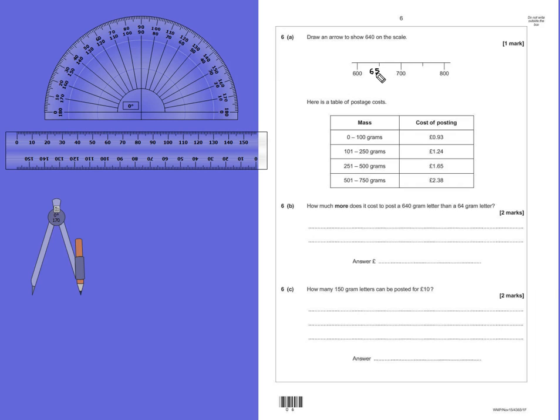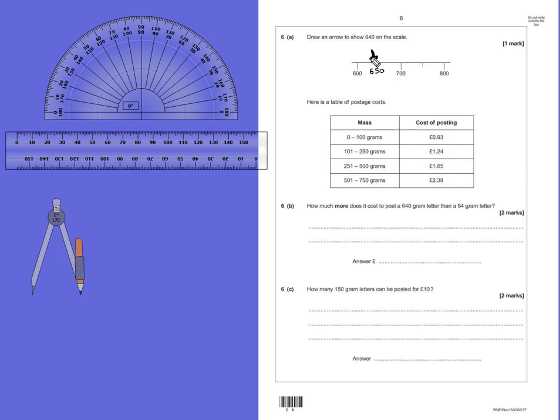Now, it doesn't hurt if you need to annotate where numbers are, if it helps you to put the arrow in the right place. If we're to mark where 640 is, we could measure this bit and find out exactly, but a lot of the time, as long as you're in the rough area for something like this, it's pretty good. 640 is quite close to 650, so I would suggest somewhere around about here.